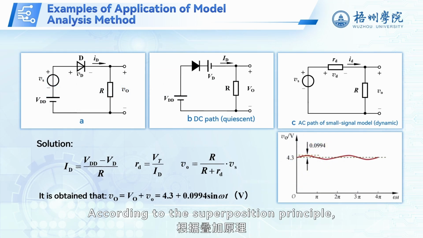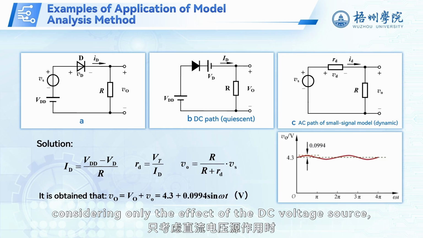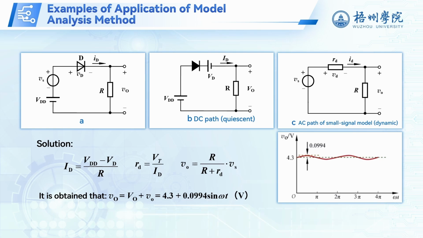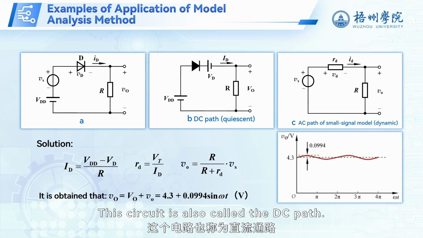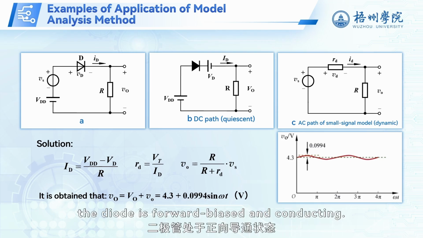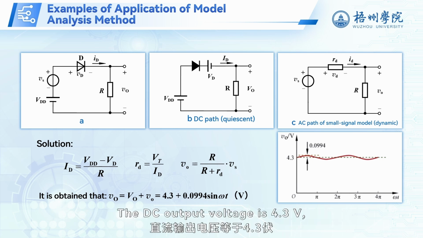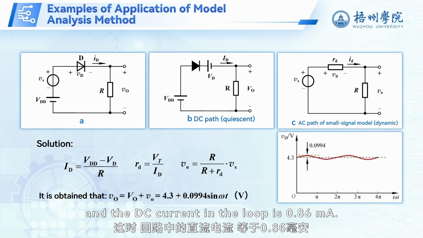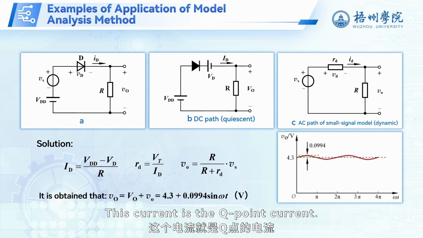According to the superposition principle, considering only the effect of the DC voltage source, we obtain the equivalent circuit in diagram B. This circuit is also called the DC path. Since VDD exceeds VD, the diode is forward biased and conducting. The DC output voltage is 4.3 volts, and the DC current in the loop is 0.86 milliamperes. This current is the Q-point current.